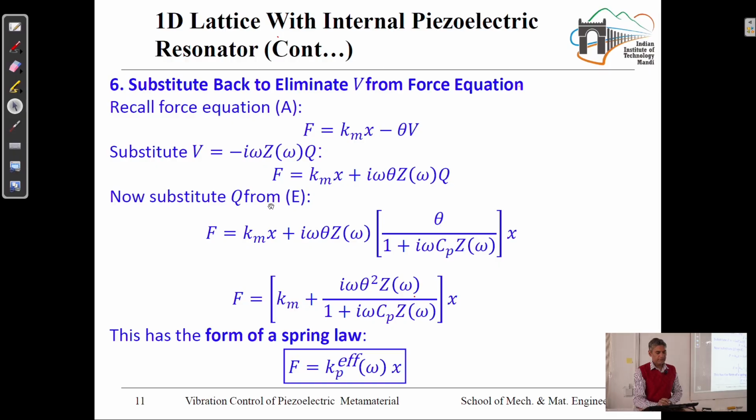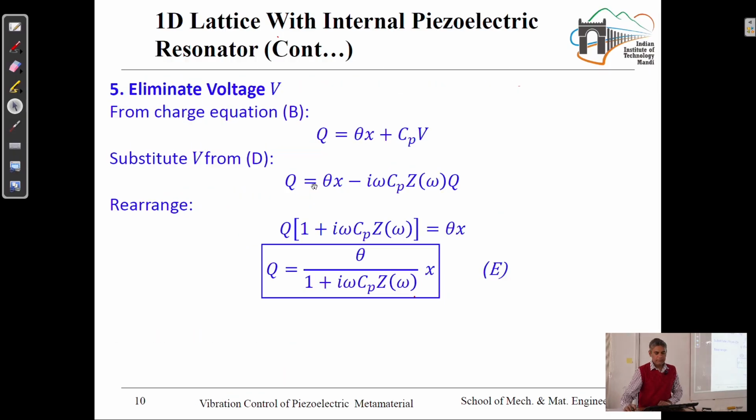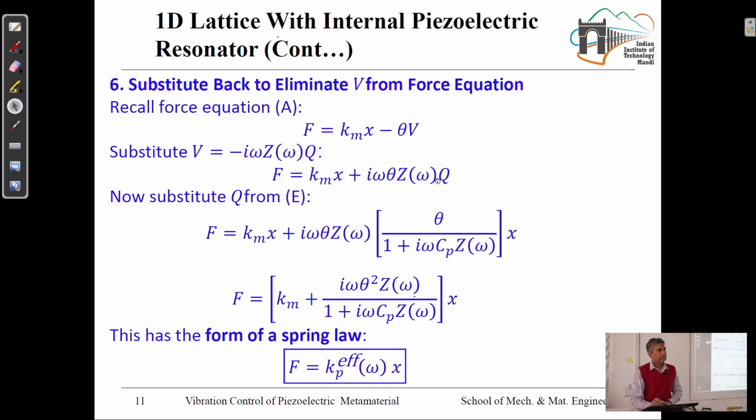Substitute Q from E. We determined Q here, and now substitute it here. Then we have F is equal to Km x plus i omega theta Z and this value of Q. Then we can determine the value of F, right. Basically, if you look at the spring law, F is equal to K x, right. Since this is equivalent to K, we can give it a name: the K effective, Kp effective.